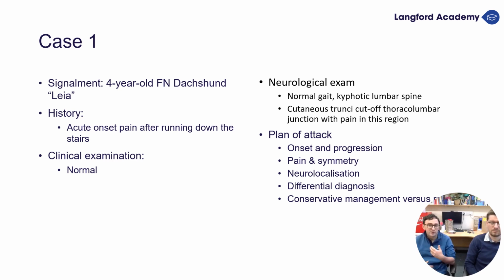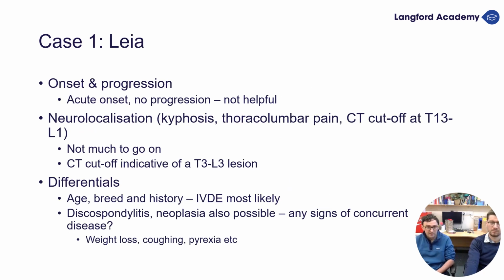So using the information that Rich talked about earlier, we're just going to work through this case and make a plan of attack. We look at the onset and the progression, the pain, symmetry, neurolocalize it, give us some differentials, and then we can make the decision as to whether we have conservative management or whether this case requires urgent surgical management. Onset-wise for this case, we've got acute onset, we've got no progression, so it's not super helpful.